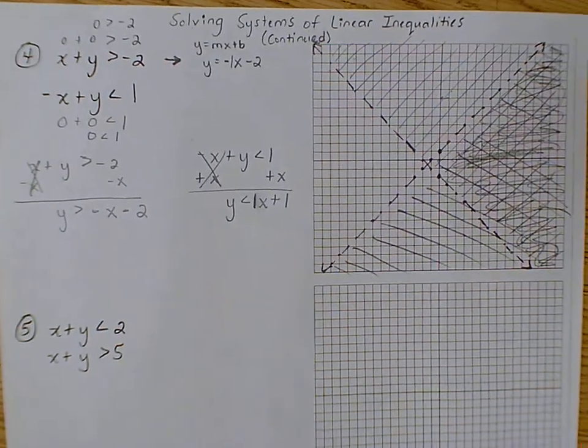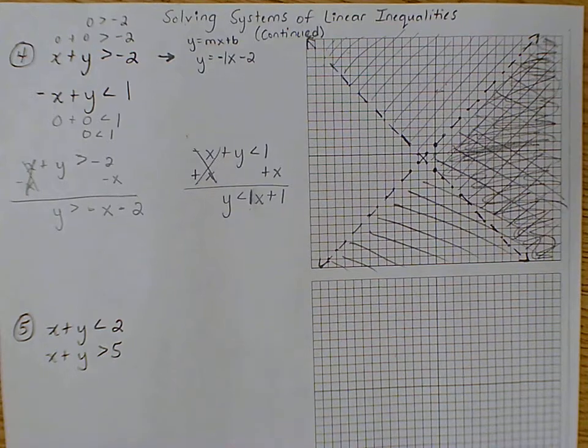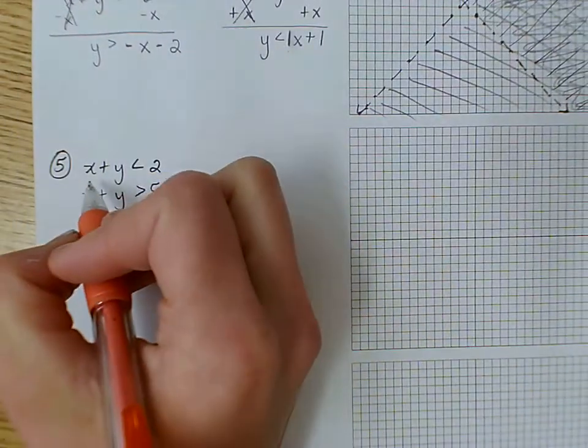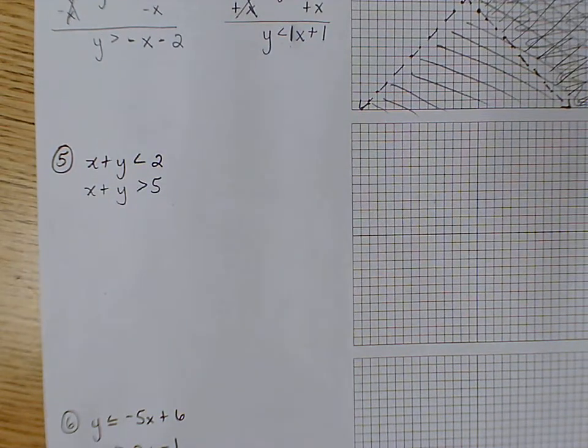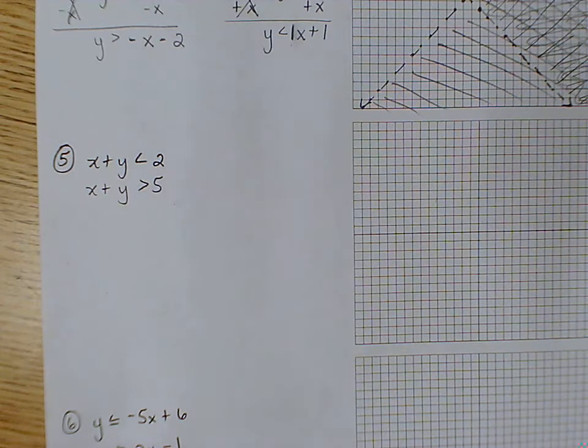Okay, so let's do a couple more where you practice graphing and shading and finding the answers. So this next one. Both of them are in standard form, so you could graph them by finding the x and y intercepts and go at it that way.